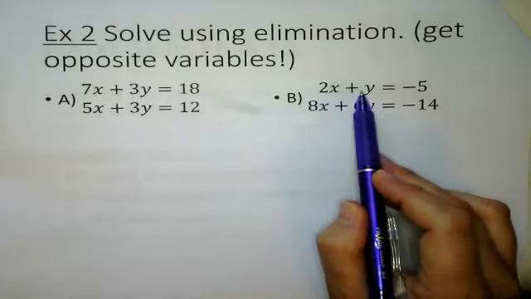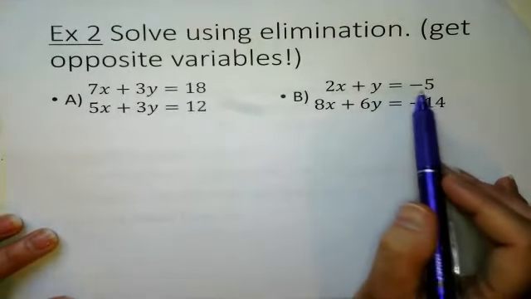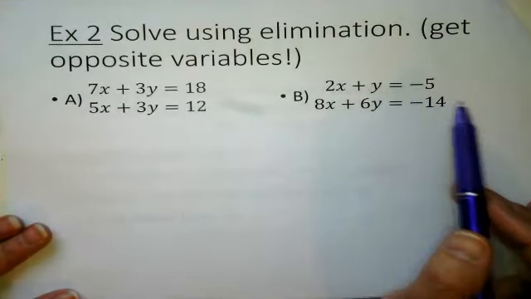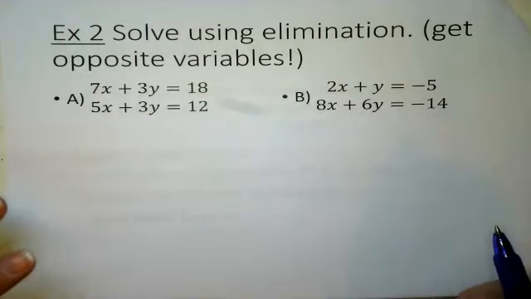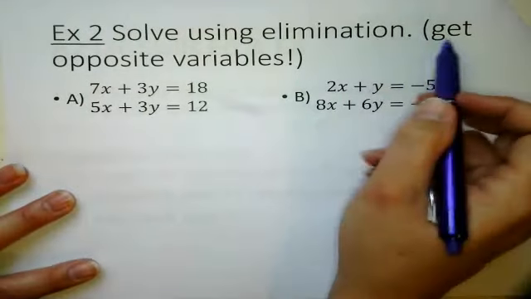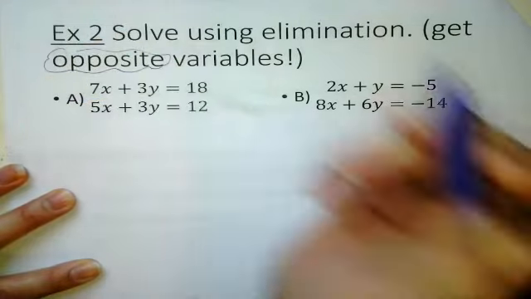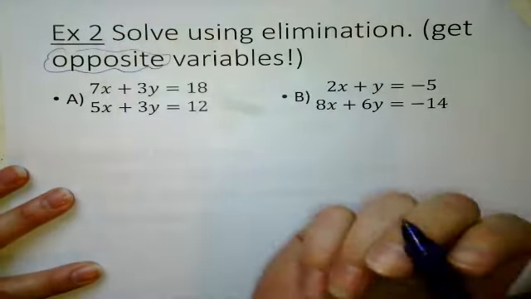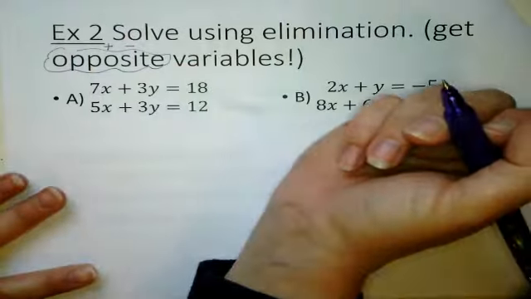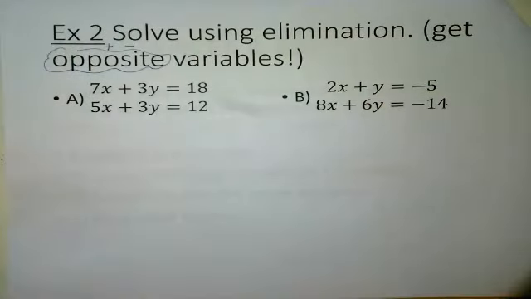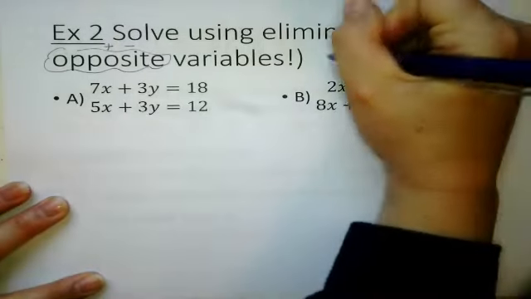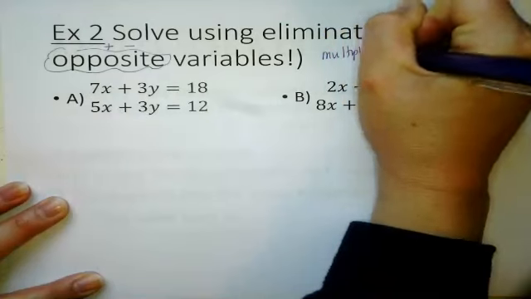Over here, that's an easy variable, so we could use substitution with this problem. But they do want you to use elimination. I don't care what method you use. They're both wonderful methods. So for elimination, your goal is to get opposite variables. So you want to see like a positive 7 and a negative 7y, or positive 3x and negative 3x. Opposites means opposite signs. And we can do that by multiplying or dividing.